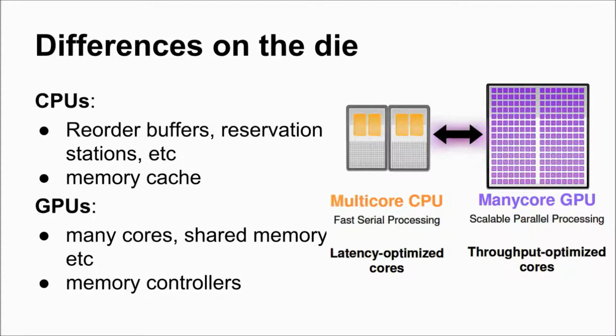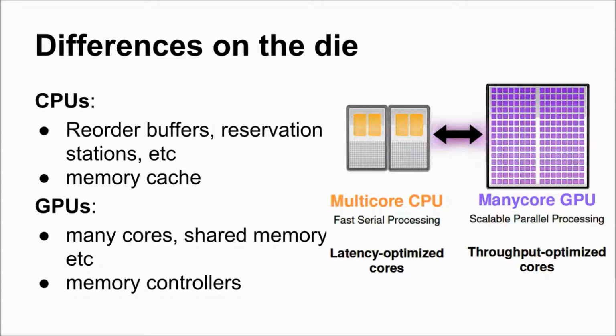Now let's examine the differences on the die itself between CPUs and GPUs. Again, CPUs are about latency optimizations and GPUs about throughput optimizations. So CPUs will invest their resources on the die in things like reorder buffers, reservation stations, branch prediction, these kinds of things. All of this instruction level parallelism will make it so that the single thread can execute as fast as possible without any blockers.